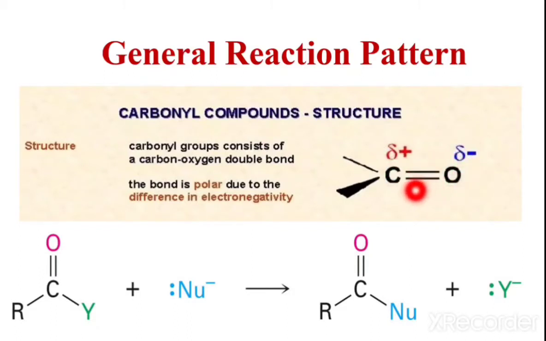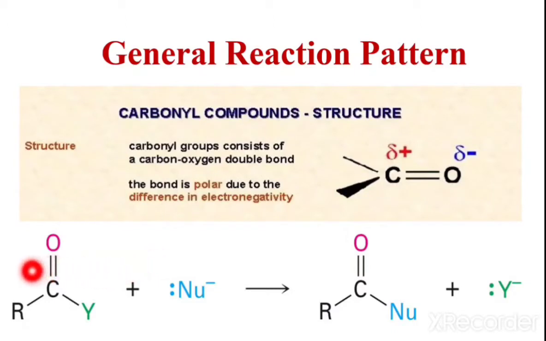Now the carbonyl group consists of a carbon-oxygen double bond. Here the double bond is polar due to the difference in electronegativity of carbon and oxygen. Oxygen is more electronegative, therefore delta minus, and carbon is less electronegative as compared to oxygen, therefore delta plus. That means this is the electron-deficient carbon and here electron rich.